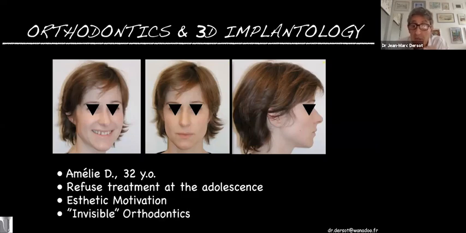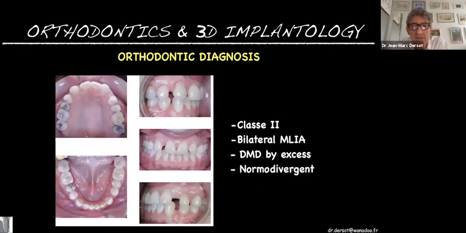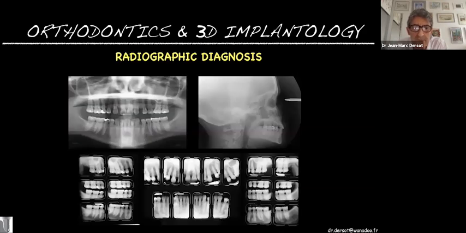I didn't see this lady before the orthodontic treatment. And I definitely think that before taking the decision, it's important that the patient goes to all the clinicians who will participate in the treatment. These photos and the X-ray you will see on the next slide were sent to me by my orthodontic referees, but after my first consultation. As you can see, it is a class 2 bilateral maxillary incisor agenesis, disharmony, normal divergent. You know maybe more than me about all this.